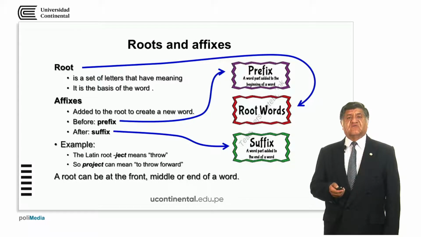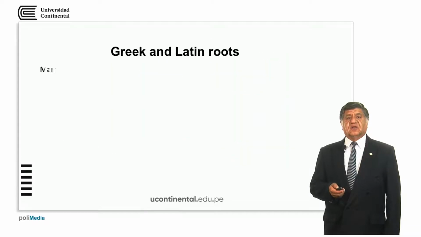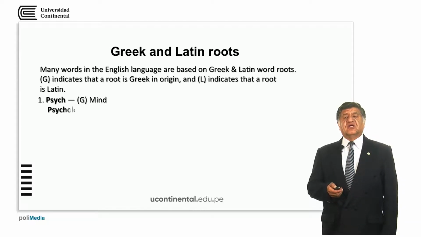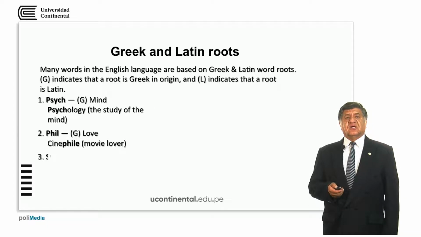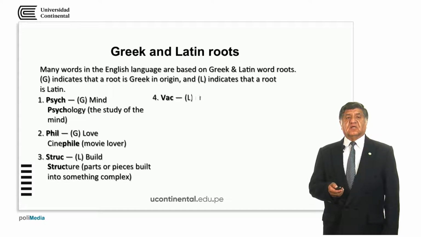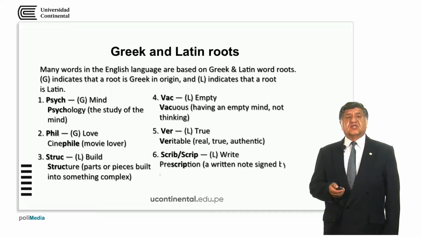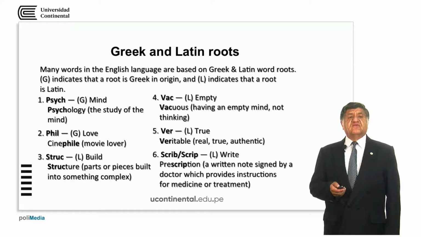Okay, we have talked before that affixes will mean both prefix and suffix. Okay, prefix goes before, suffix goes after the root. Okay, most of our common roots for English, French, Spanish, and some other languages come from Greece or from Italy, particularly from the Greek and Latin languages. For example, psych, mind, psychology, the study of the mind; phil, that is love; cinephile, someone who loves movies; struct, that's to build; and structure, some pieces that are built to make something complex. Okay, and so on.